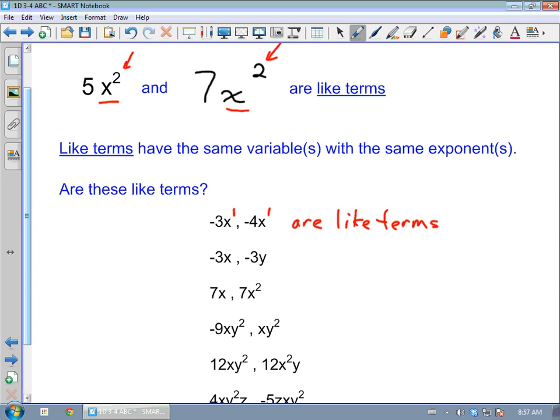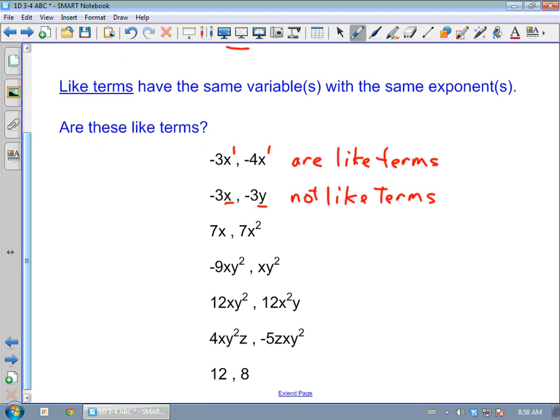Negative 3x and negative 3y. Like terms or not like terms? What do we think? Why not? Right. Don't have the same variable. So not like terms. Because one has an x, one has a y. Right, what about our next pair here? 7x and 7x squared. Like terms, not like terms. What do you think, Emily? Why not? Exponents are not the same, right? We've got a 2 here, and we've got a 1 there. Got to have the same exponent.